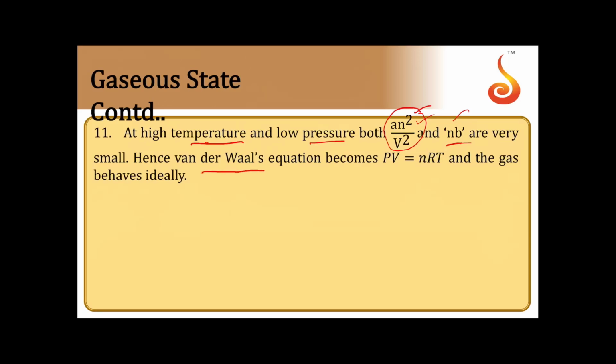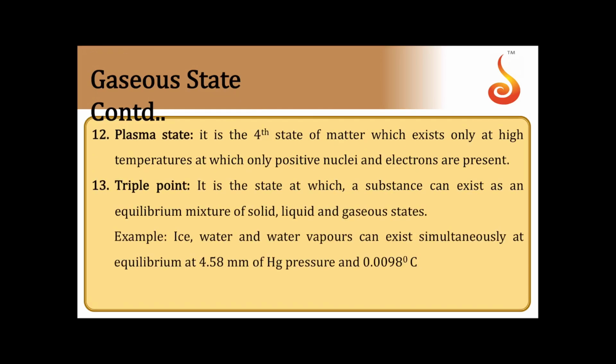Hence, the van der Waals equation under these two conditions becomes PV = nRT. At high temperature, we can ignore an²/V², and at very low pressure, we can ignore the value of nb. Finally, it comes out to be PV = nRT.